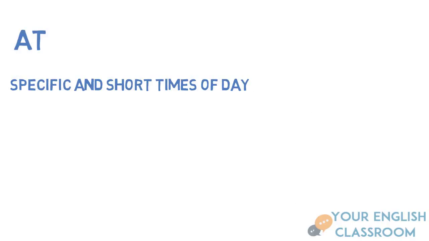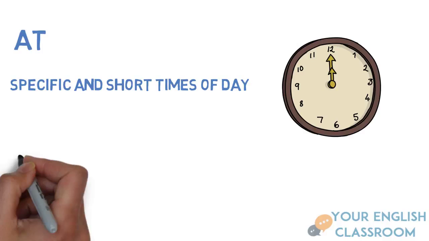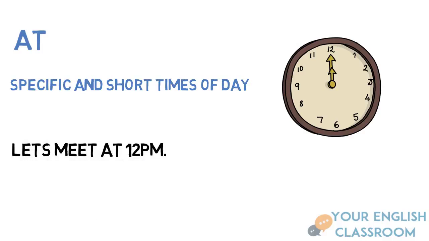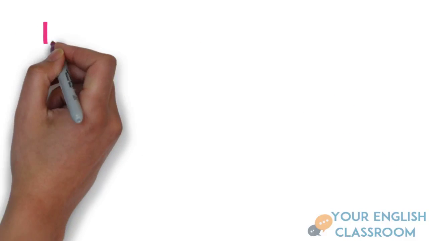Okay, so the first preposition is at, and this is used for specific and short times of the day. So for example, we would say, let's meet at 12 p.m. Don't forget, part of the day, so it's at. She left at 1 p.m. Specific point of the day, at.